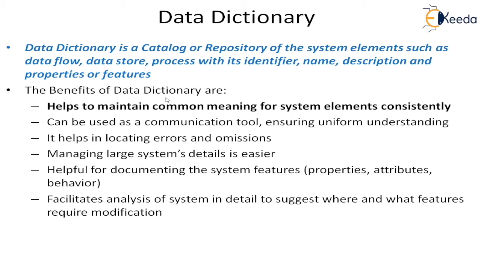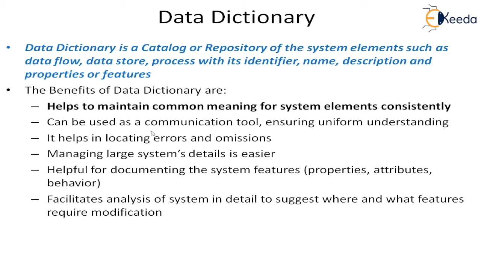So what are the benefits we will get? The major benefit is that it helps to maintain common meaning for system elements in a consistent manner. So when different people use it, they will have the same meaning. Whatever terminology we have used, whether it is a process or a data store or a data flow, it will mean the same thing every time and to every user. So the consistency is maintained.